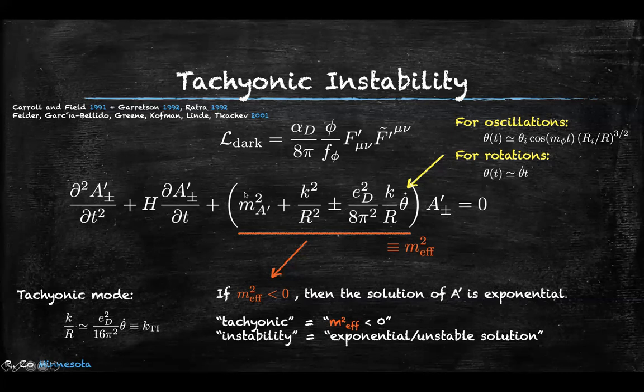And what is important in this slide is that we have a tachyonic growth, but the mode that grows most efficiently is when this effective mass is the most negative. And if you just solve this one quickly, and if you just set the dark photon mass to be completely negligible compared to the scales that we're thinking about, then the mode that we're growing is given by theta dot times some alpha factor.